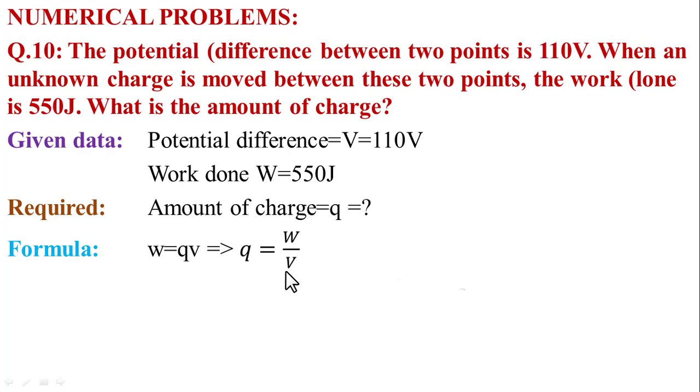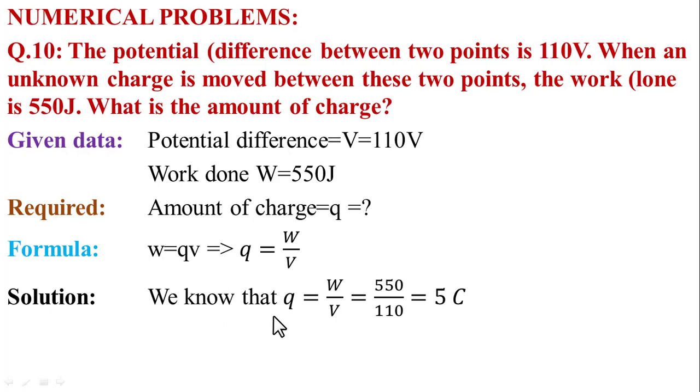So let's start the solution. We know that Q is equal to W upon V, then putting the values, Q is equal to 550 divided by 110. Now 550 divided by 110 is equal to 5 coulomb. This implies that the amount of charge Q is equal to 5 coulomb.